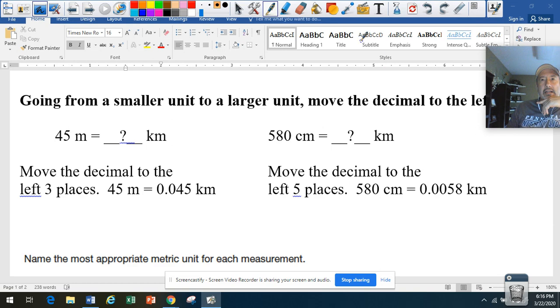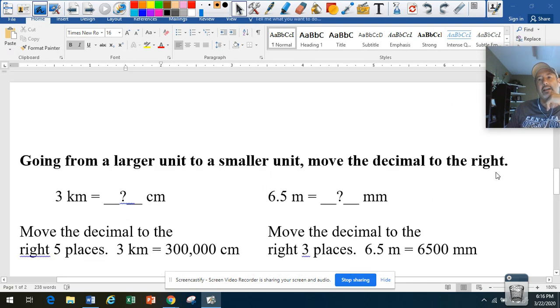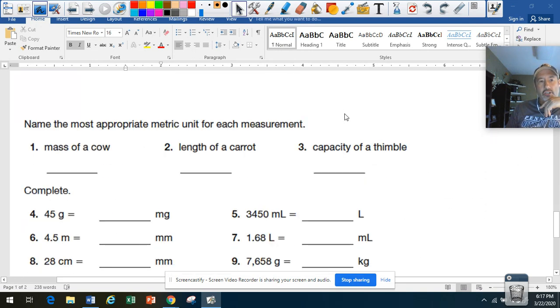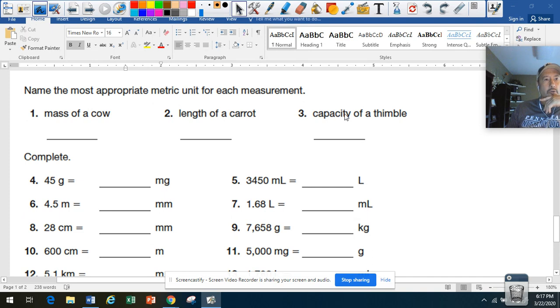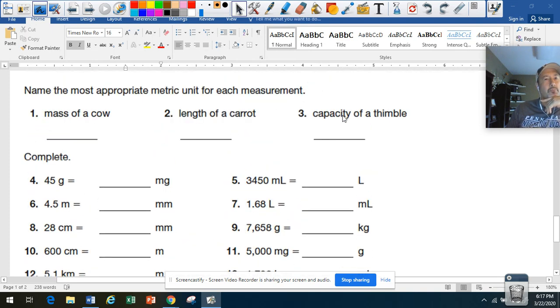Once again, let's look at this here really quick. If we are going from a larger unit to a smaller unit, we move it to the right. If we are going from a smaller unit to a larger unit, we're moving it to the left. As you see down here, there are some problems here that you can try. So why don't you take some time, put the video on pause, and try these out and see what answers you get. Okay, guys, welcome back.